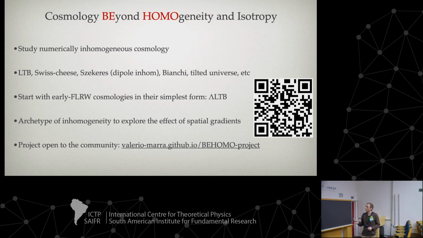The next steps, of course, would be a better modeling of inhomogeneity. But for the beginning, we started with, again, the lambda LTB model, the simplest possible non-FRW cosmology, which is a kind of archetype of inhomogeneity, in order to explore the effect of spatial gradients on the growth of perturbations. If you want to see more information, you can find it at this website. There's the big QR code there.